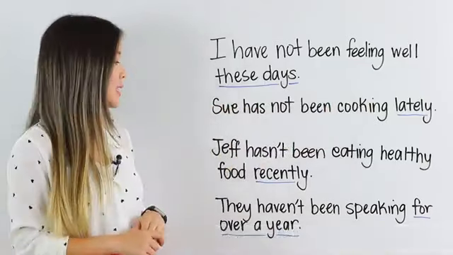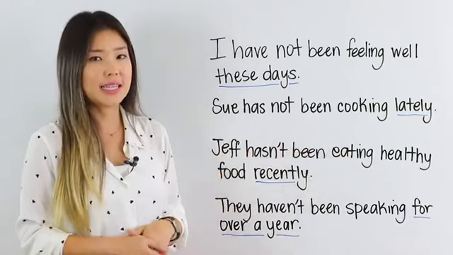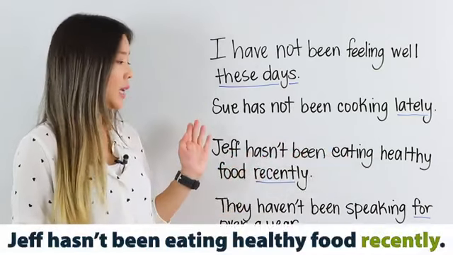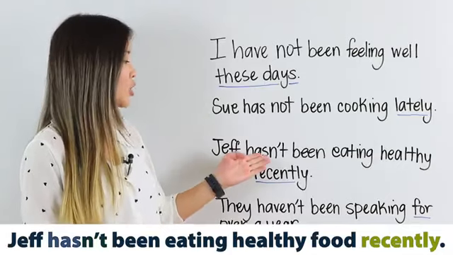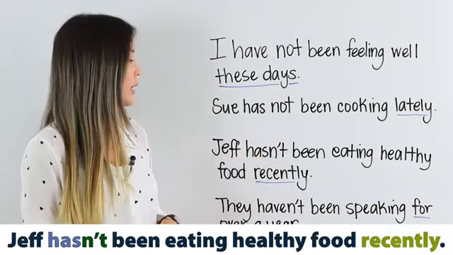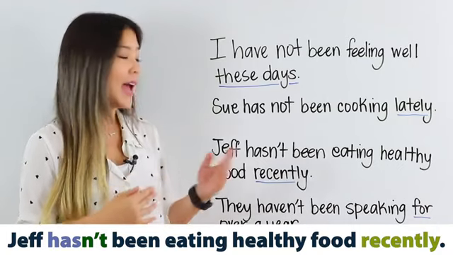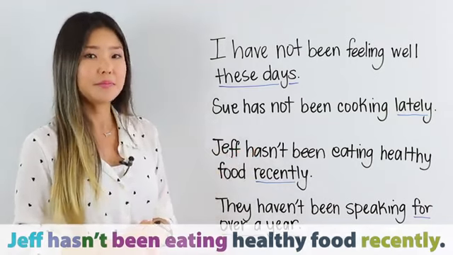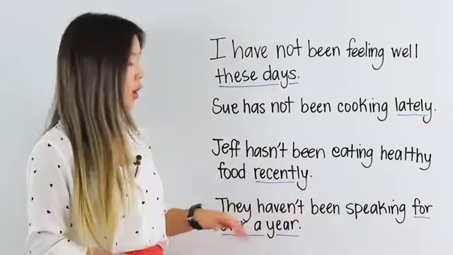The next sentence says, Jeff hasn't been eating healthy food recently. Again, the recently can be used at the beginning or end of this sentence. We have the contraction hasn't here for you. Hasn't is a contraction for has not. We have has because the subject is Jeff, which is a he. And finally, they haven't been speaking for over a year.